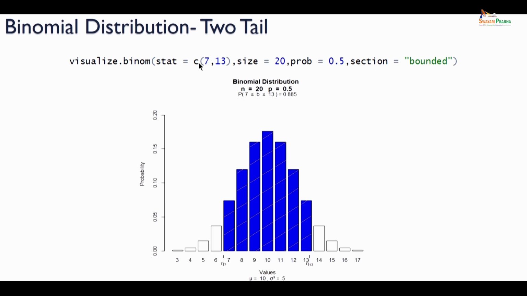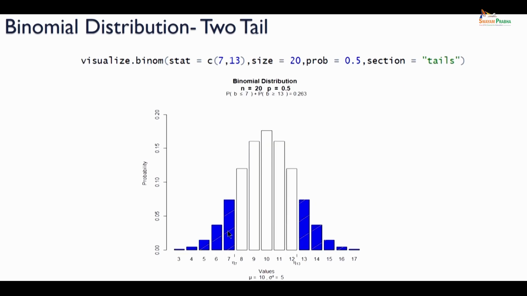Now let us retain the same bounds and give section equal to tails. Now you will see the tails are highlighted. This tells me the probability of getting 7 heads or less plus the probability of getting 13 heads or more is 0.263. So, I want to know the probability of seeing 7 heads or fewer, and the probability of seeing 13 heads or more out of 20 trials, and that probability is given here, which is 0.263.